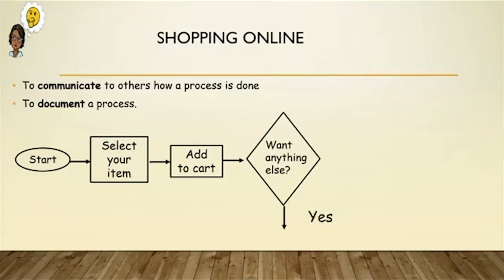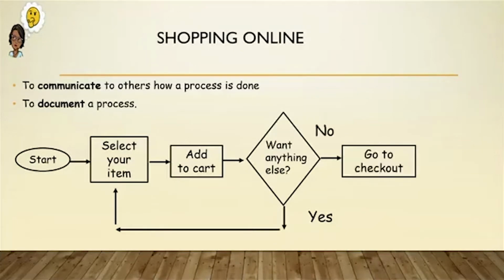Your answer could be yes. In that case, what would you do? You go in one direction. If your answer is no, you'd go in a different direction. So let us follow the yes. You want something else, so you go back, you select your item, you add it to the cart, so you have created a loop. Want anything else? Suppose your answer is no this time, then you go to checkout. Of course, if you want more items, then you loop again. And then that's the end of it.